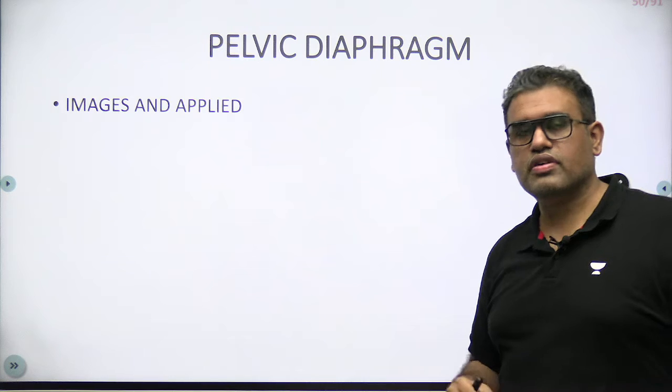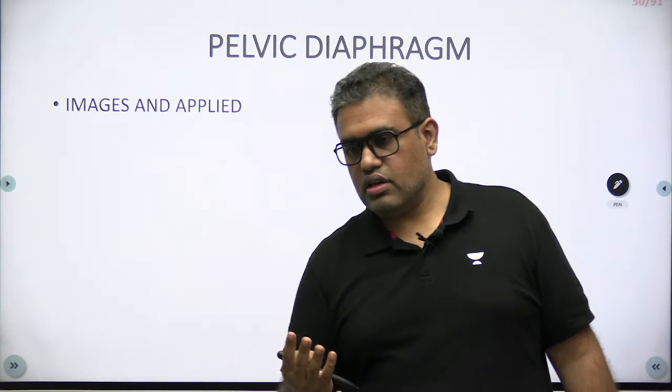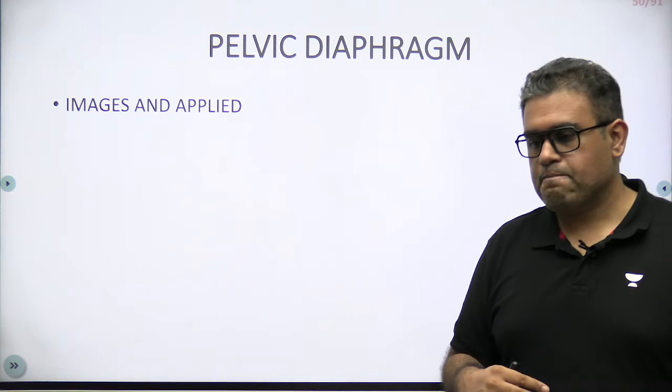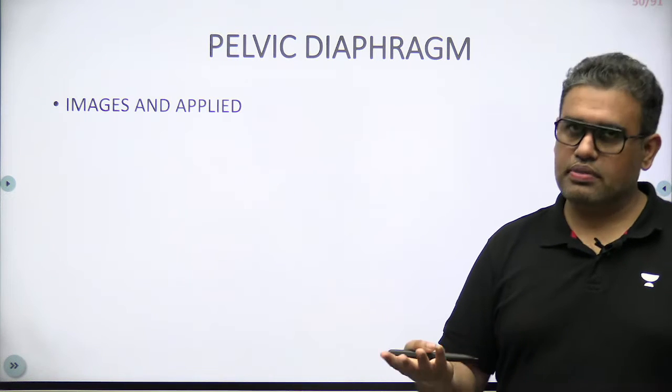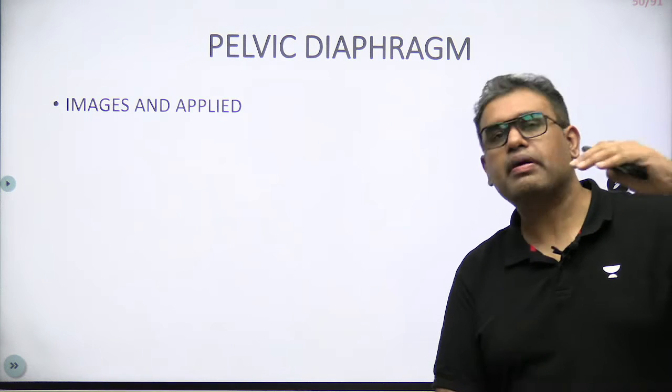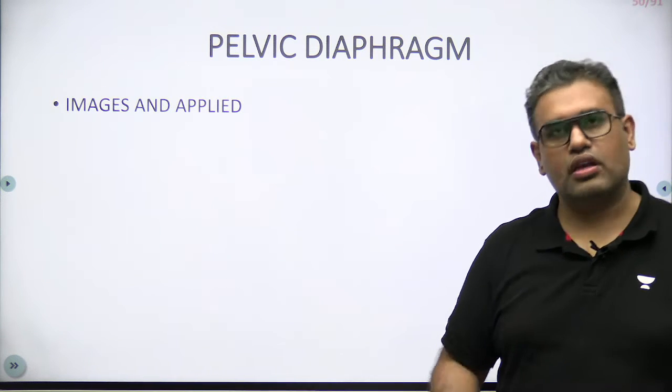I will show you the image also of it. But see, pelvic diaphragm you normally will not read anywhere else apart from anatomy and maybe obs gynae. It is basically a diaphragm which is present between the pelvis and the perineum. So, above you have the thoracoabdominal diaphragm, below you have the pelvic diaphragm. The whole abdomen pelvis is between them only.